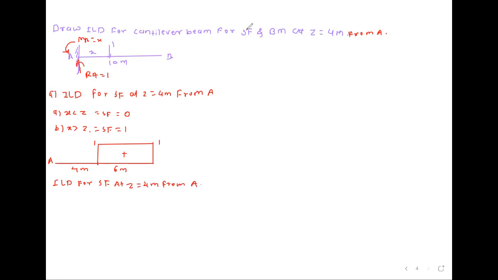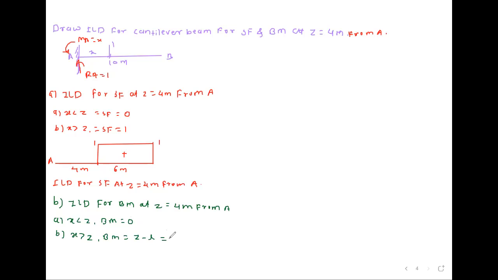Then for the second point you have to draw the ILD for bending moment at Z which is equal to 4 meter from A. For the first condition, X less than Z, the bending moment is equal to 0. And the second condition, X greater than Z, the bending moment is equal to Z minus L. So Z is 4 meter minus the total span of 10 meter, which is equal to minus 6.